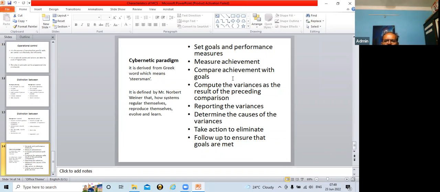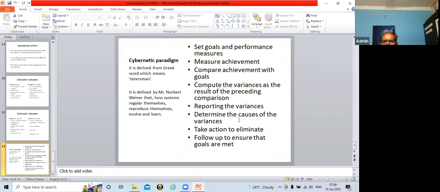Next point is to compute the variances as a result of the preceding comparison. You have to calculate variances, the difference between actual and budgeted, the difference between actual and decided. Variances means what? Difference. That difference has to be calculated. Then after calculation of these differences or variances, they should be reported to the next level, that is your superior. You have to report the variances to your superior.